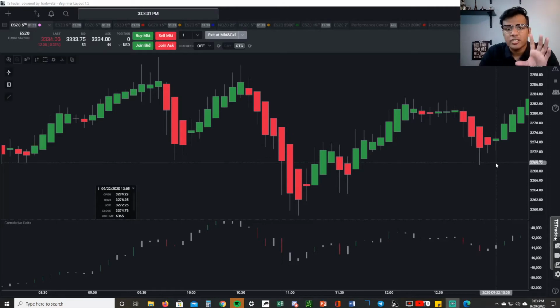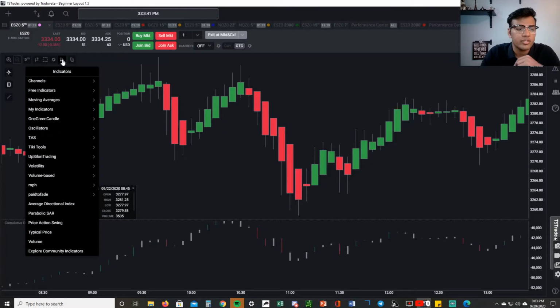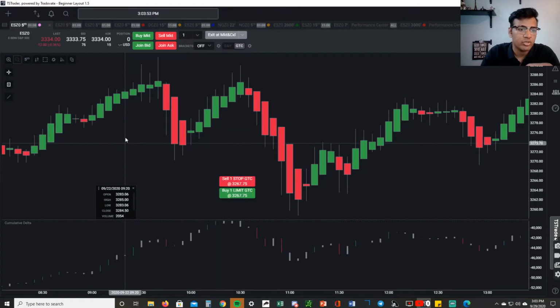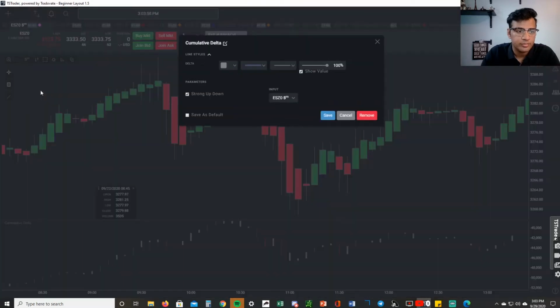So again, the platform that I am using is Tradovate. What you want to be doing is go to the indicators section right up here, on the top left. Click that. Come right down to volume based and then click cumulative delta right there. Once you click that, cumulative delta will be added just like this, right? But there's one step. Go to chart settings, click on cumulative delta, and then make sure strong up down is selected. Okay, perfect. Now that you have selected, we can finally get started.